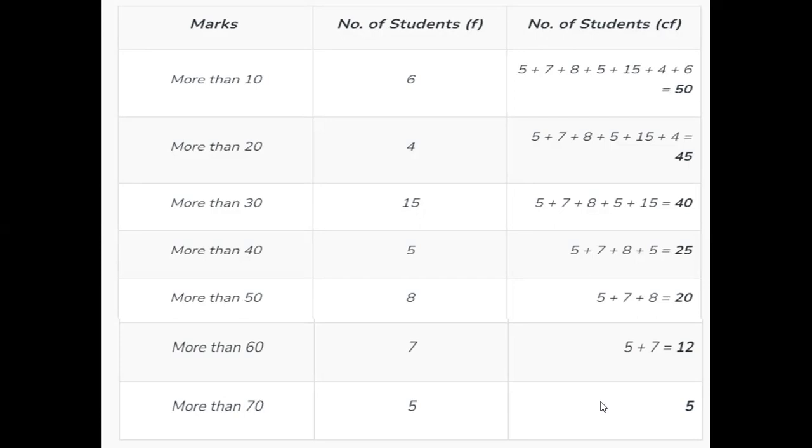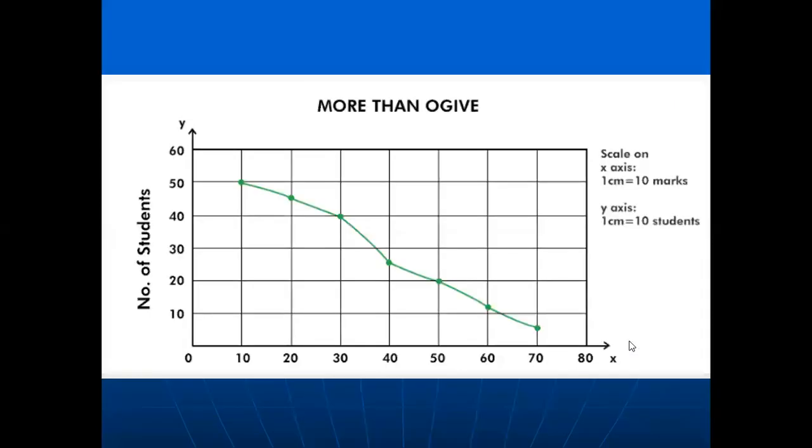So you have to add the frequencies from below, like 5, 5 plus 7 is 12, 5 plus 7 plus 8 is 20, 5 plus 7 plus 8 plus 5 is 25, 5 plus 7 plus 8 plus 5 plus 15 is 40. Then you have 45, then you have 50. So from below you have to add the cumulative frequencies.